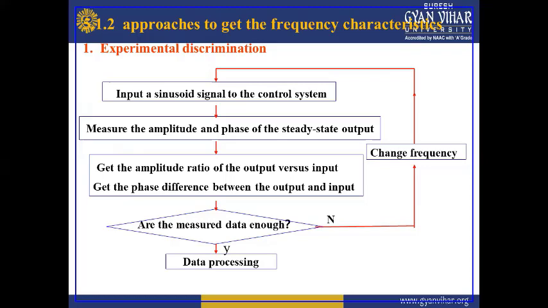Then we will measure the data. If we have enough measured data to do the data processing, then we will terminate it. Otherwise, we will again go with the system by changing the frequency, give the same input with a different frequency, calculate the amplitude and the phase of the steady state output, compare the ratios of the amplitude and get the phase difference between outputs and inputs, and again measure the data. If we have good data for the data processing, we will terminate the iterations. Otherwise, we will go to the next iteration by changing the frequency. In this way, we calculate the frequency characteristics by the experimental approach.